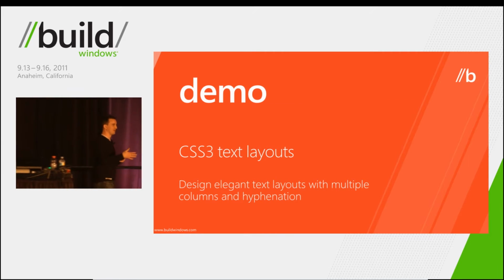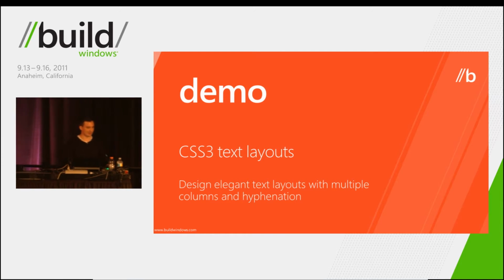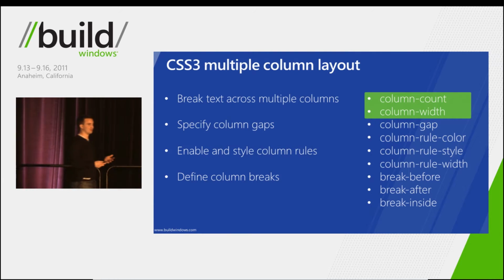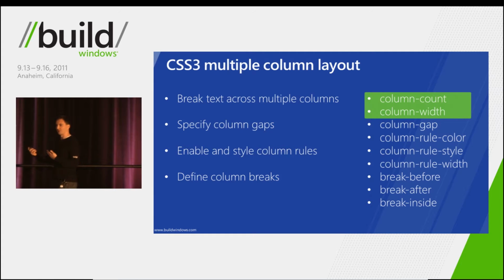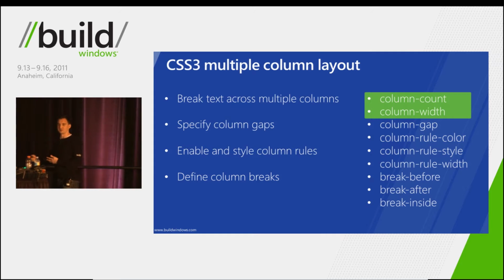Now, what's really cool about hyphenation and multi-column is that they're really cheap to achieve. Again, with CSS3 multi-column, all you're going to do for most of you is turn on multiple columns. You'll use the column-count or column-width to define a number or width of columns, and your app will just immediately look much better.